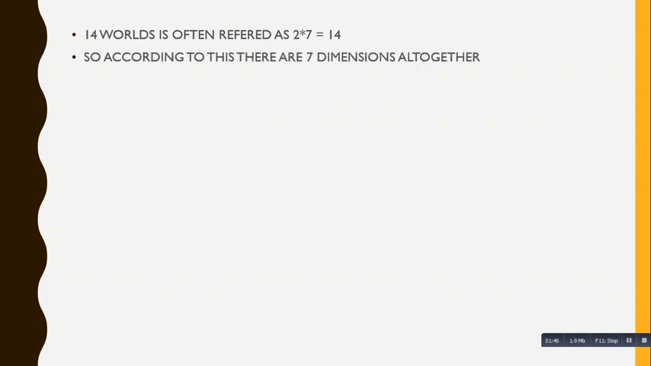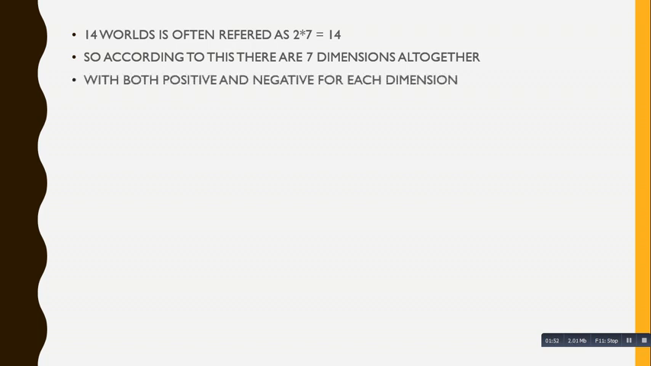Now, 14 worlds is often referred to as 2 cross 7, that is 14. So according to this, there are 7 dimensions altogether, 7 dimensions. But then you might be wondering, but there are 14, right? How come it's 7? Now, there is both positive and negative for each dimension, similar to a battery, similar to a charge, similar to everything, even your blood group, positive as well as negative. Or a yes or a no, or a good or a bad, or evil or good.